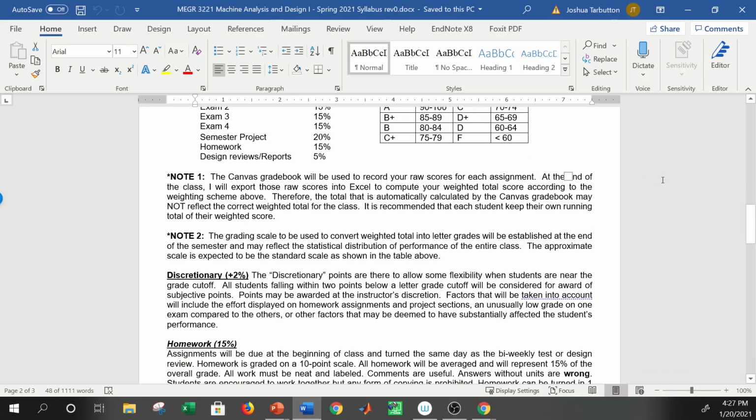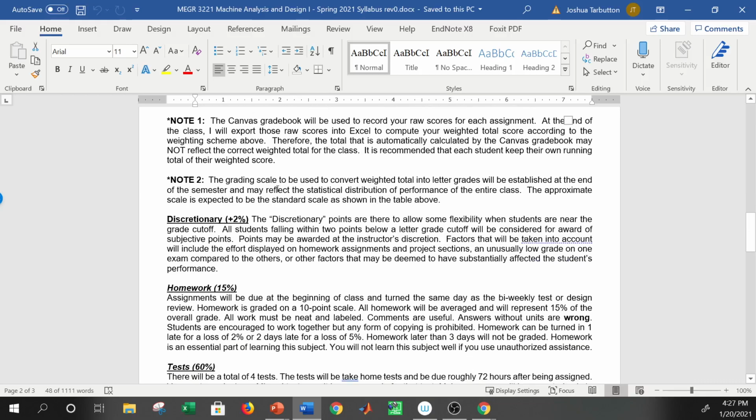I'll put the grades in Canvas, and I will take the Canvas export and take a look at them. I have the opportunity to add 2 points, or discretionary points, based upon where we are in the semester.